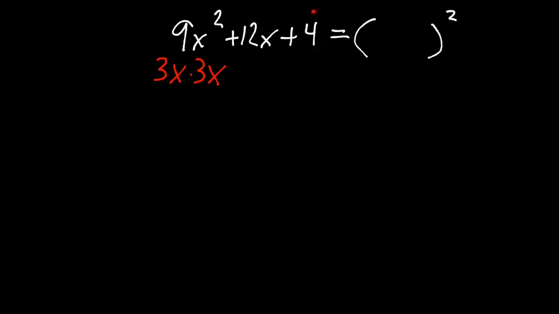Now, what about the 4? Is the 4 a perfect square? Yes, it is 2 times 2. And at this point, we might think we're done. We can be like, oh, this must be a perfect square trinomial. It's 3x plus 2 squared. But we haven't checked the middle term. Just because the first term and the last term are perfect squares doesn't mean the middle term is going to allow it to be a perfect square trinomial.